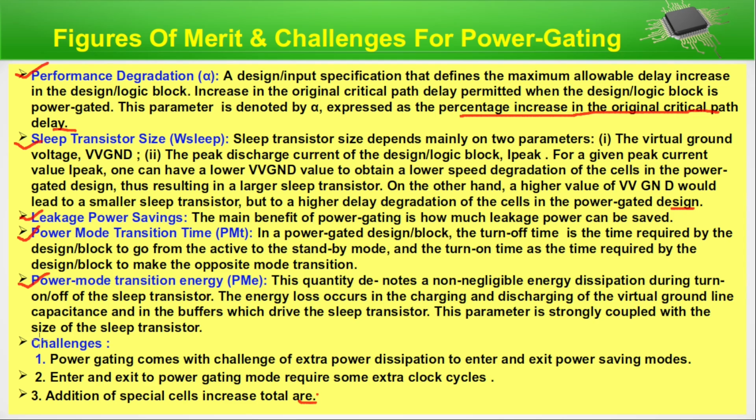So this is the basics of power gating. We have tried to discuss here the basics of power gating, parameters, figure of merit, challenges and all. So we are done with this slide and we are done with today's episode.